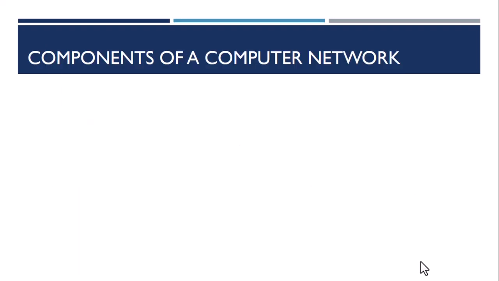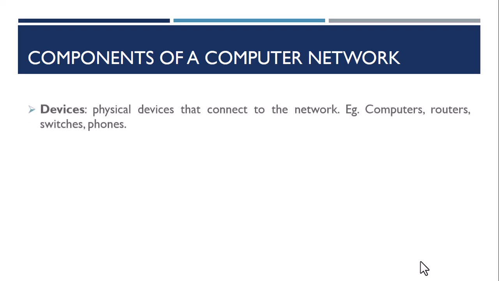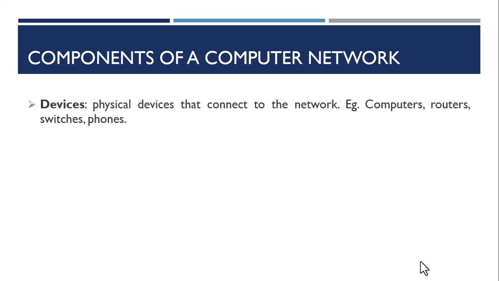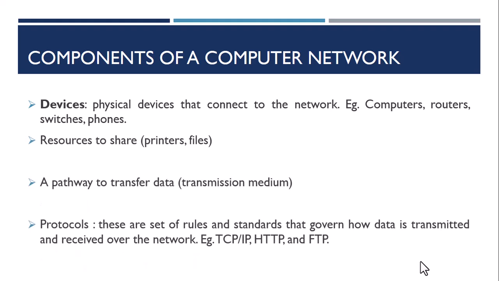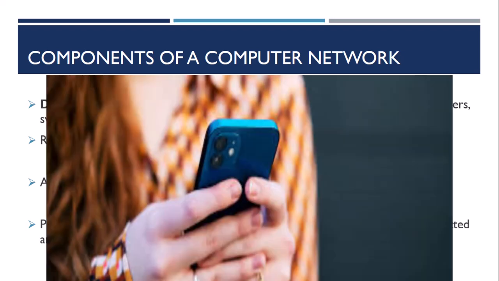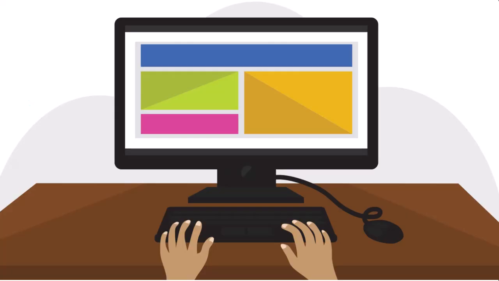Let's move on to the components of the computer network. Let's break down the main components of a network. In the network, you would have devices, you have the resources, you have the pathways, you would also have the protocols. Let's take a look at devices. So devices basically refers to the physical devices that connect to the network. Examples are your phones, your laptops, tablets, routers, and switches.